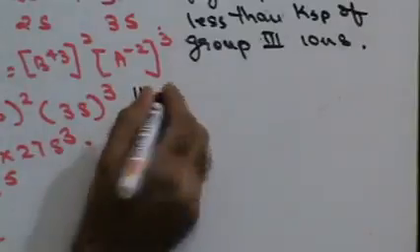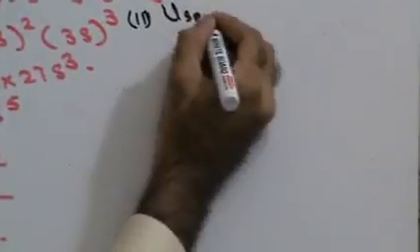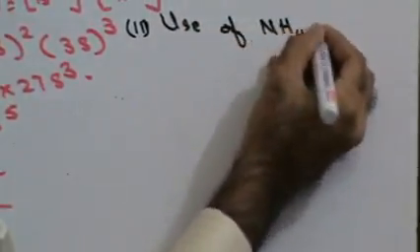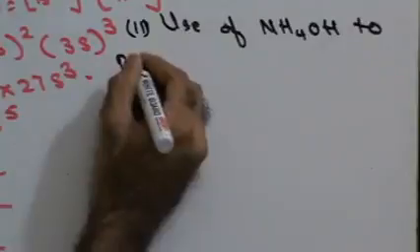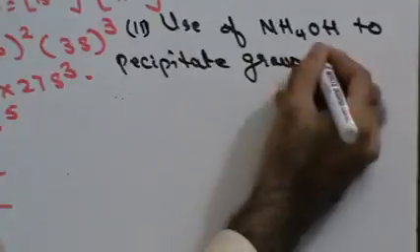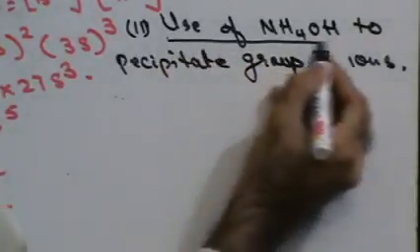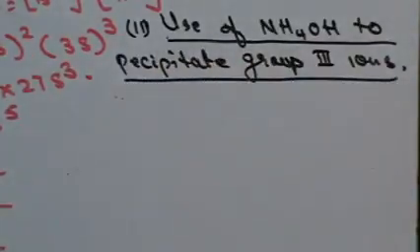Now suppose I want to precipitate group 3 ions, in that case what should I use? What have you all used in that? To precipitate group 3 ions, you have to use ammonium hydroxide. That's the other application of solubility product.